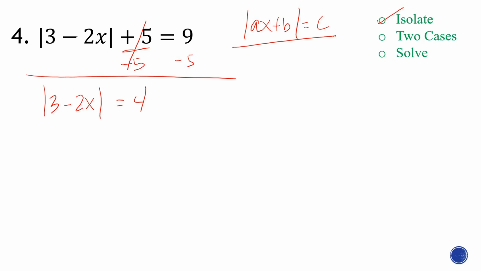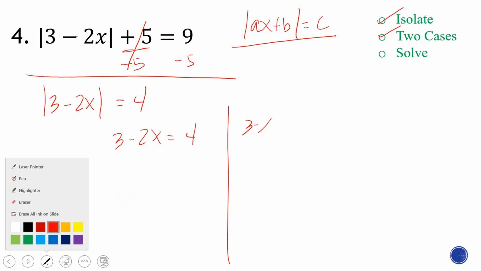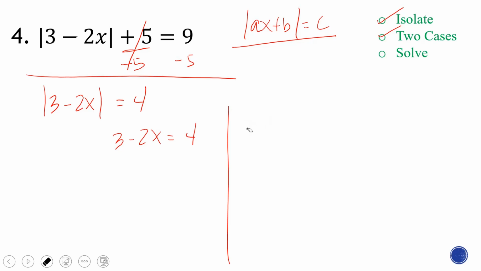Next is just separate this absolute value equation into 2 cases. So we have 3 minus 2x equals 4. And then 3 minus 2x equals negative 4. And then solve, of course.